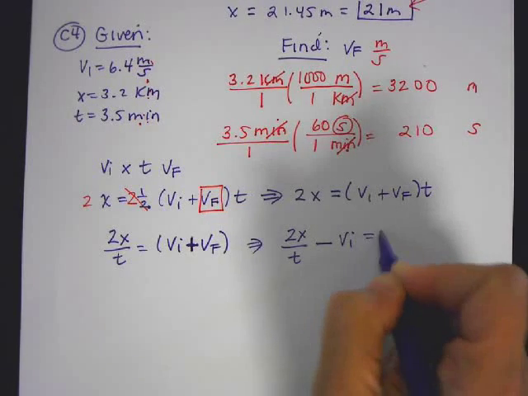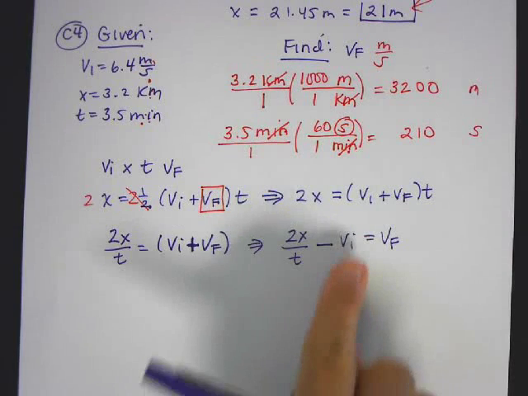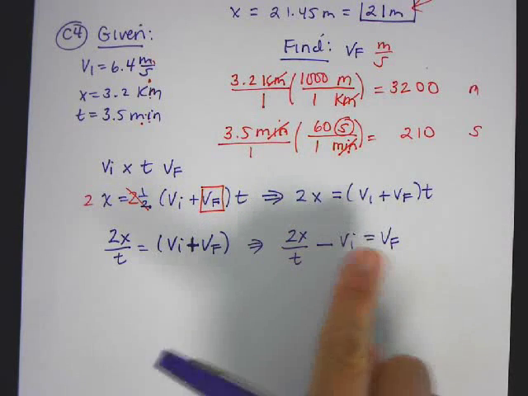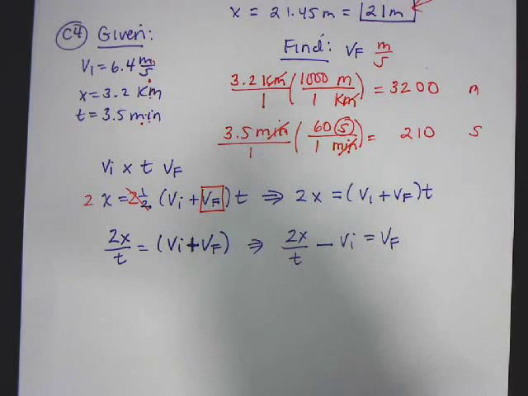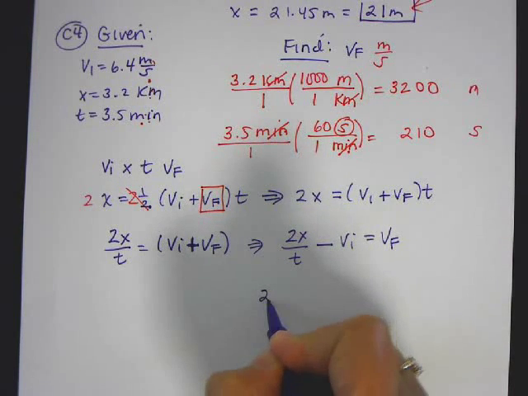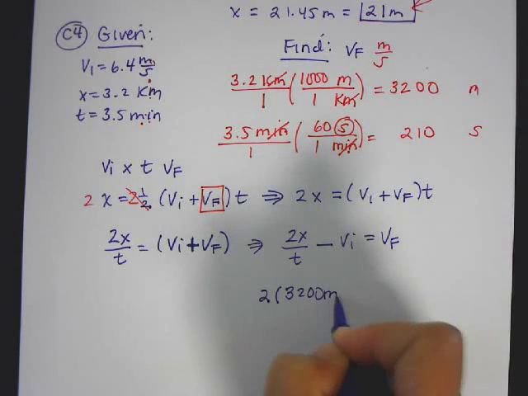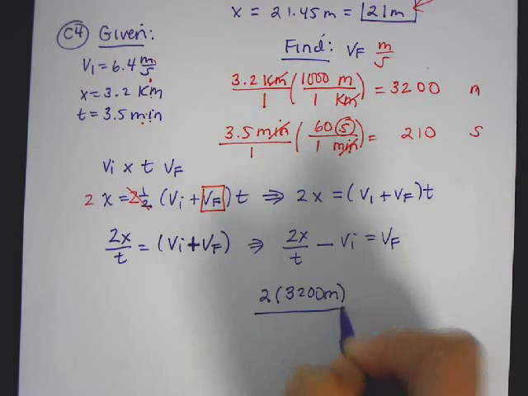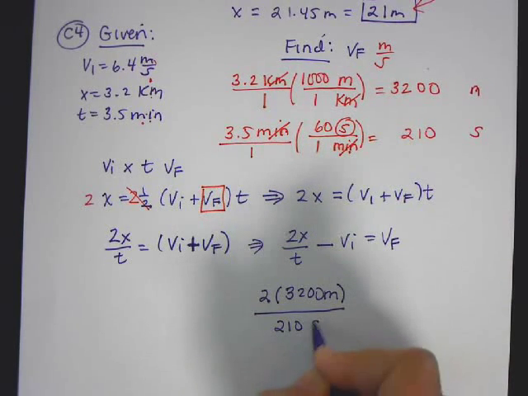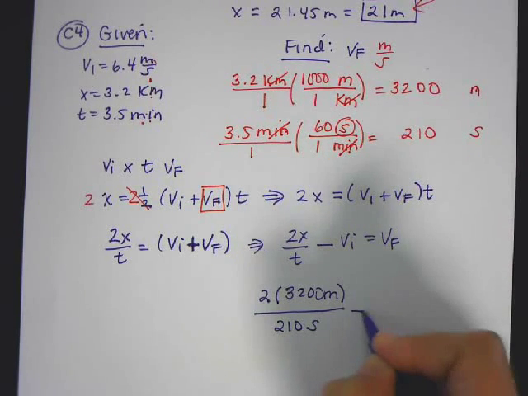Now I will substitute in my values. So 2 times 3,200 meters divided by time, which is 210 seconds, minus 6.4 meters per second is equal to VF. And you notice now it will be so easy to put in my calculator, and I won't make a mistake and get the wrong answer.